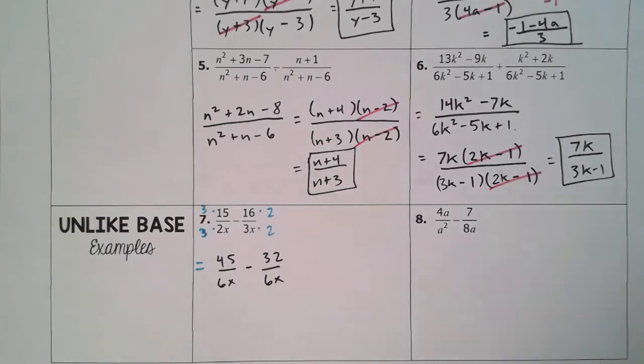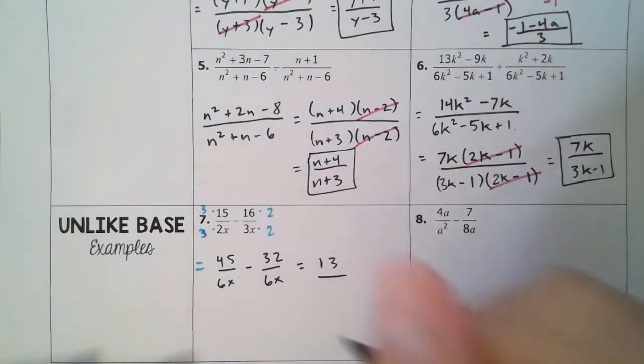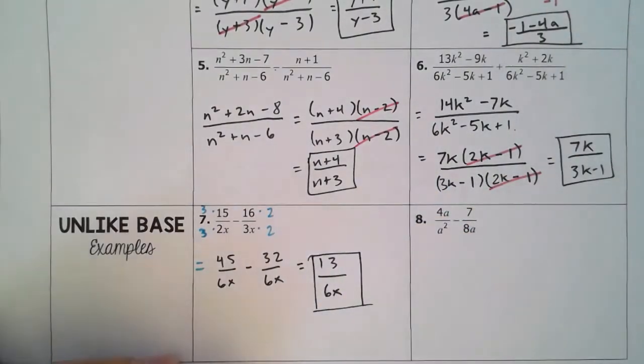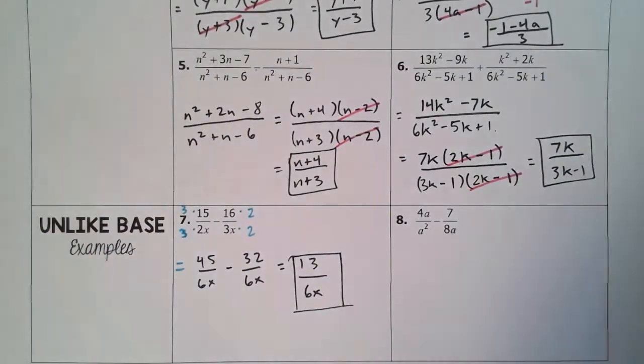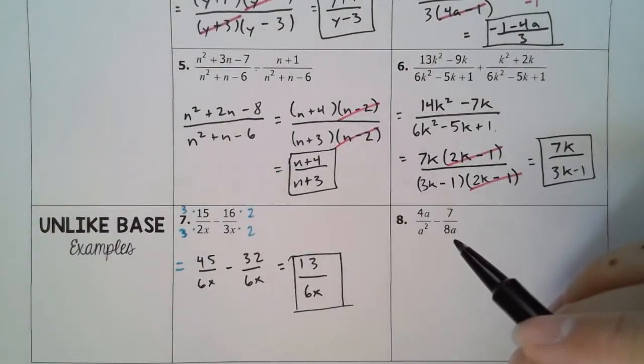Now I have that same denominator, so that's equal to 45 minus 32. You're going to get 13, and then over 6x, and there's nothing you can simplify further. You're done.